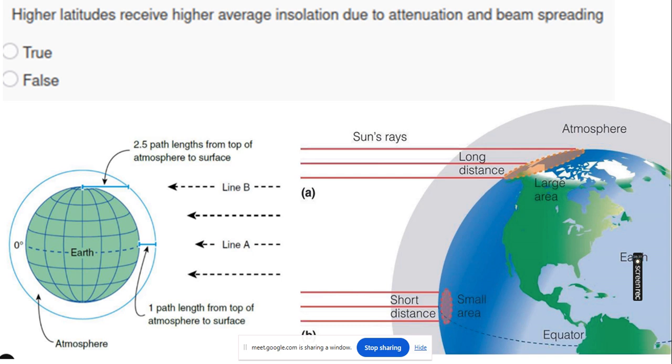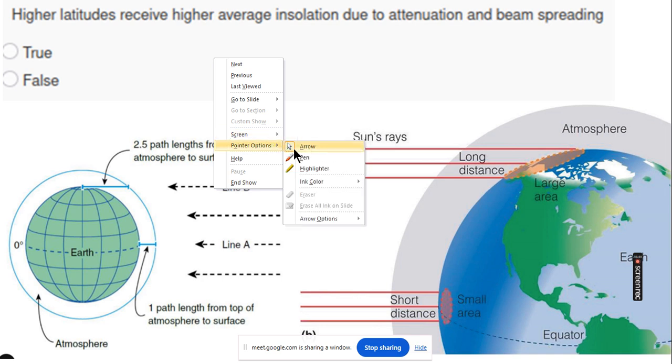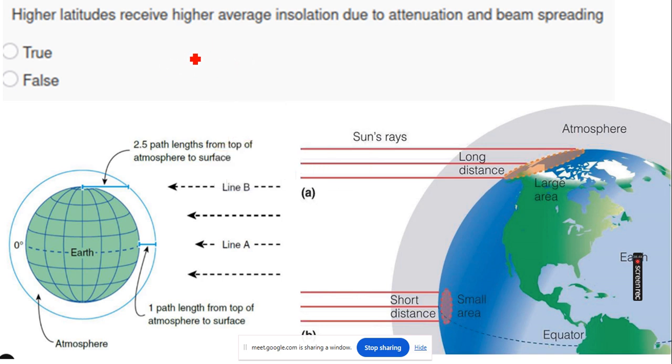So here in this question, higher latitudes receive higher average solar insolation due to attenuation and beam spreading. It is true or false. So in the question, it is telling that the higher latitudes actually receive higher insolation. So is that correct or wrong? Higher latitudes receive very low solar insolation. False is the correct answer. So why is this actually happening? Why are the higher latitudes receiving very low solar insolation?